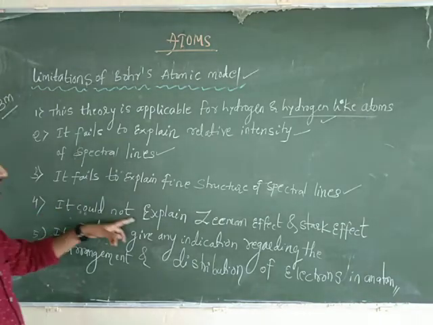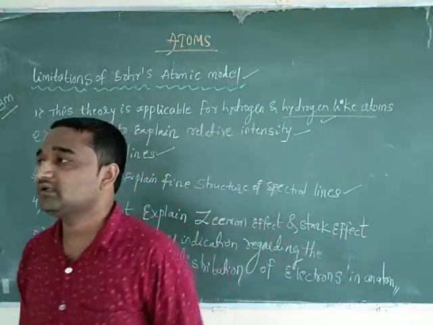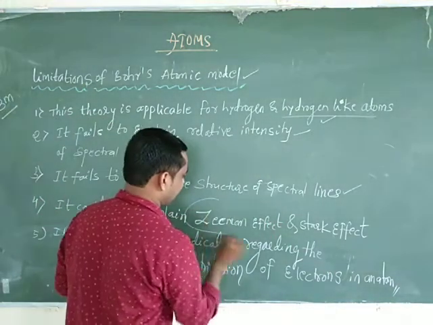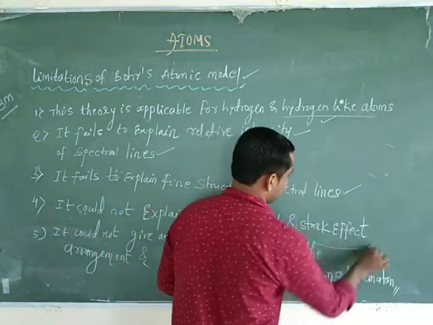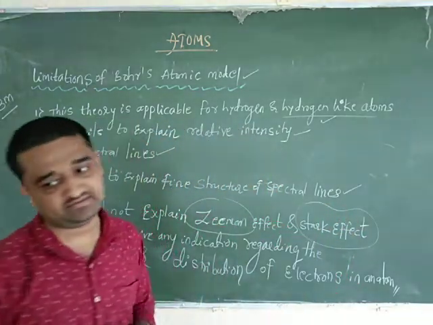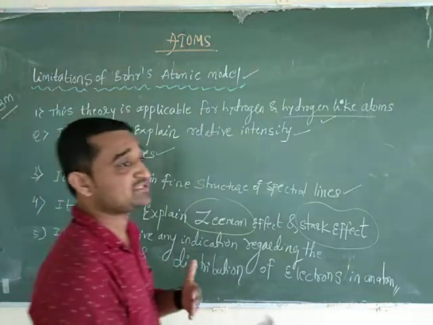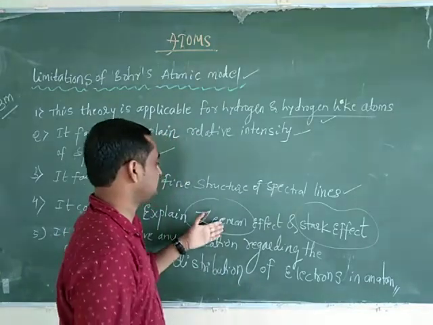Next, it could not explain the Zeeman effect and Stark effect. It fails to explain what? The Zeeman effect and Stark effect. What is meant by the Zeeman effect? We are going to study it in the higher classes, but I will just give the definition of the Zeeman effect and Stark effect. So Zeeman effect means what? The splitting of a spectral line in the presence of a magnetic field. That is called the Zeeman effect.